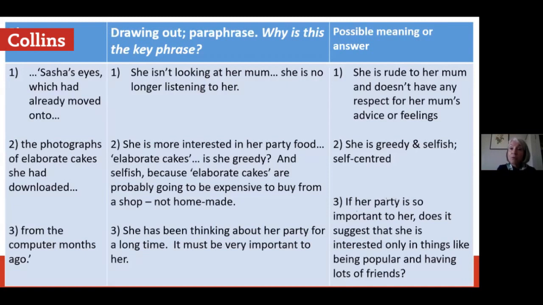And that's how we help students do it. Look at the language, work out what it means, and then extrapolate the answer. If you have any questions, please do type them in, because I'm going to leave 10 minutes for questions at the end.